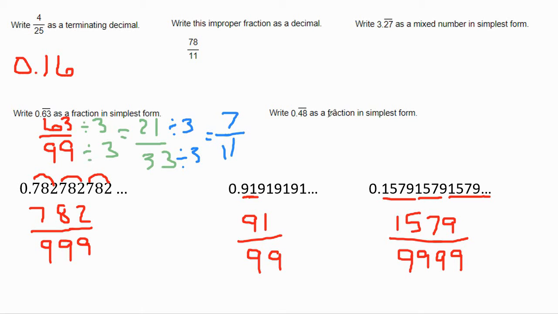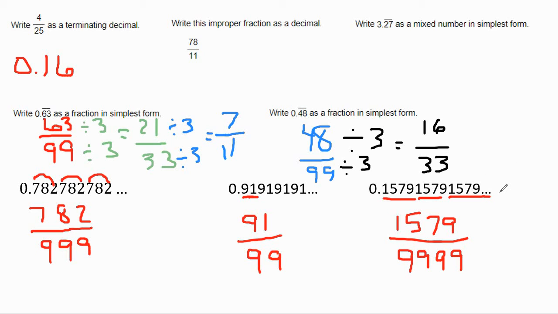The next one is 0.48 with the line over it. We're going to write that in simplest form. So we start off with 48 over 99. There's two numbers in the pattern. We can divide both of these numbers by 3. And that would give us 16 over 33. And we can't simplify it anymore because there's not a number that divides into 16 that also goes into 33.